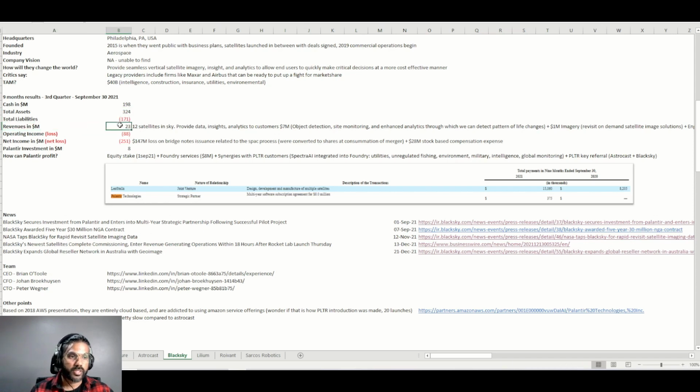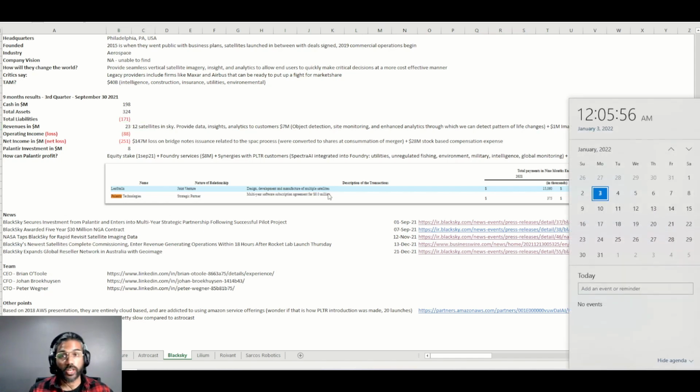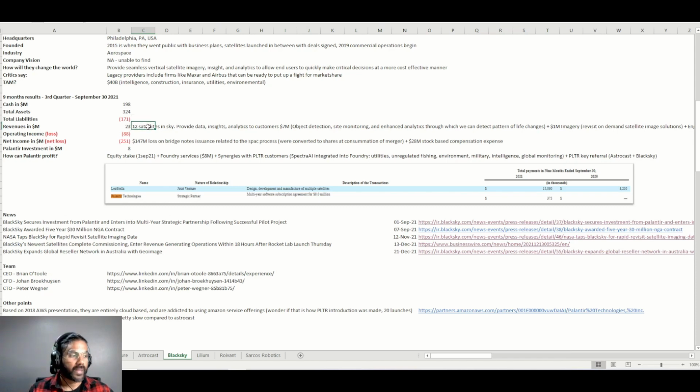So revenues, $23 million. That is nothing. That is peanuts for me. For a company that started in 2015 and got the satellites built in the sky. It's 2022 now, January 3rd, 2022. They only have 12 satellites in the sky, and they only made 23 million. Not too impressive.